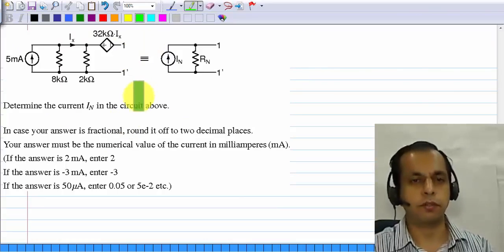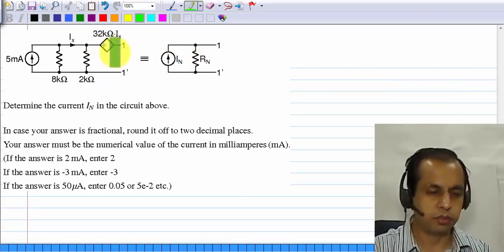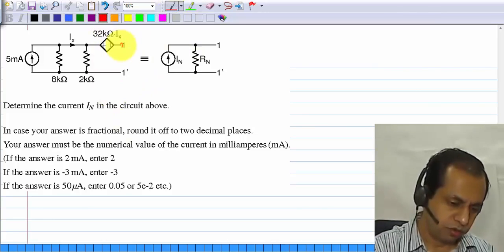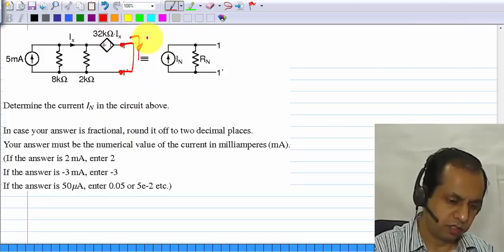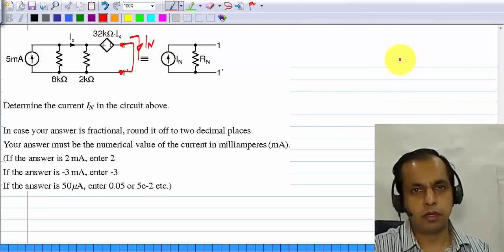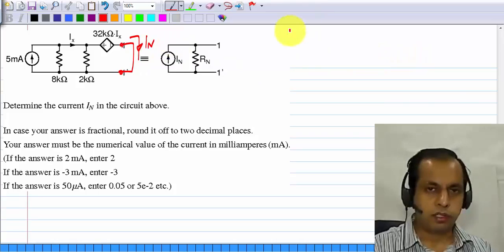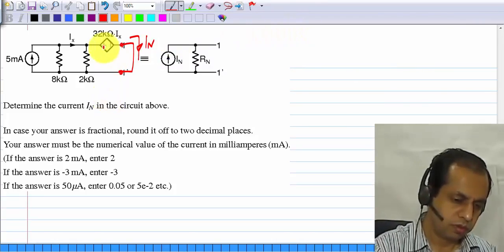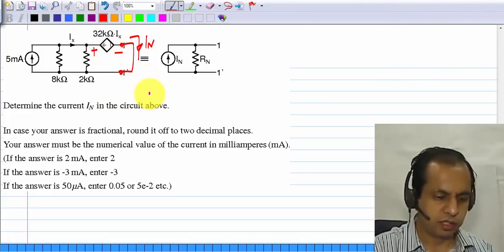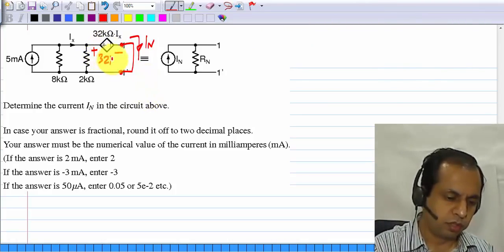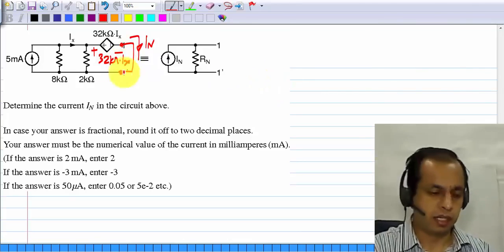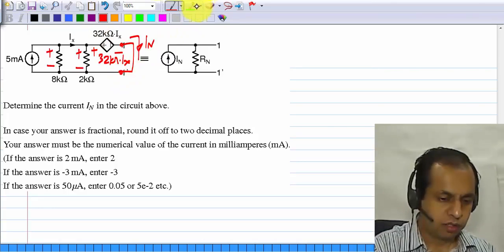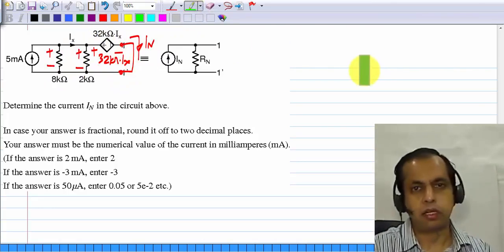And here is another circuit for which you have to find the Norton current, and it includes this control source. Okay. So again you short circuit this and you have to find this current. That is the Norton current. Now you can see that the voltage here is 32 kilo ohms times Ix, and exactly the same voltage appears there and there, because once you short circuit it, this and this are in parallel.